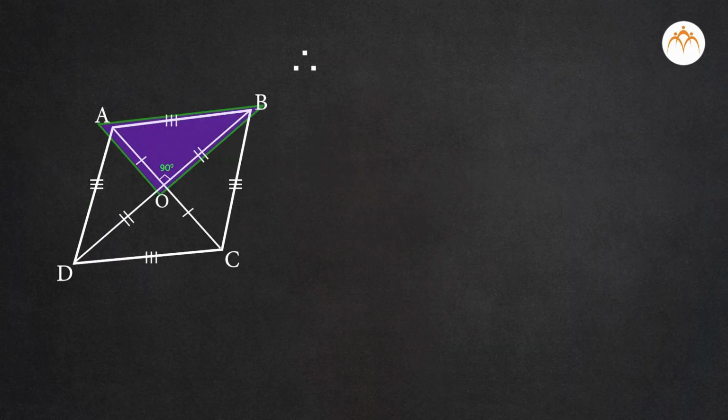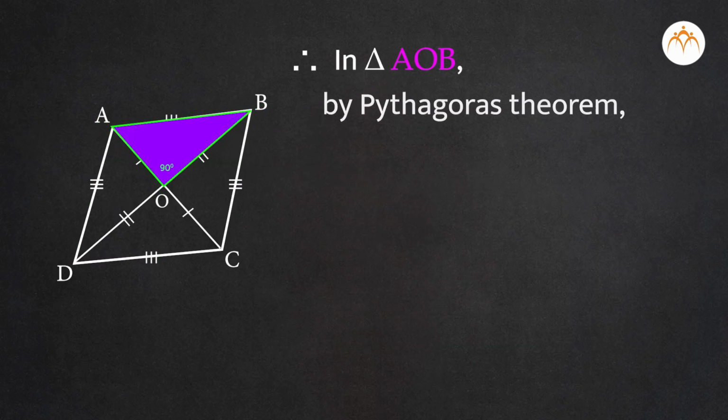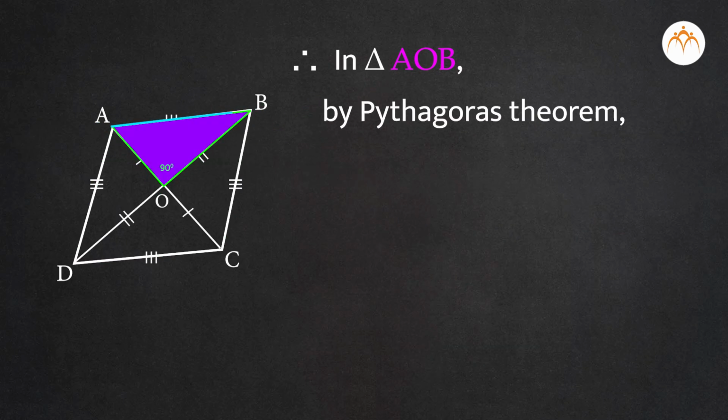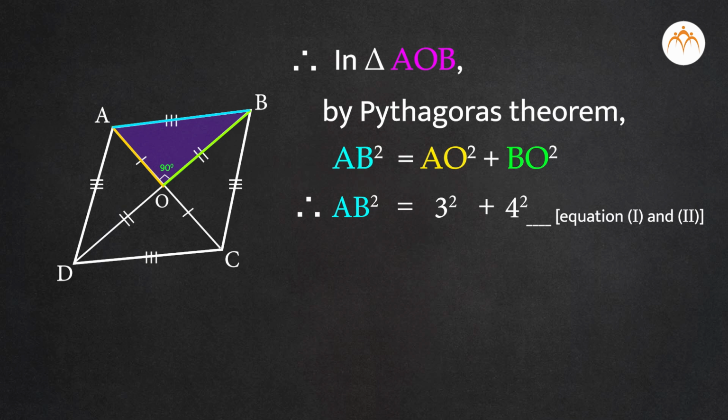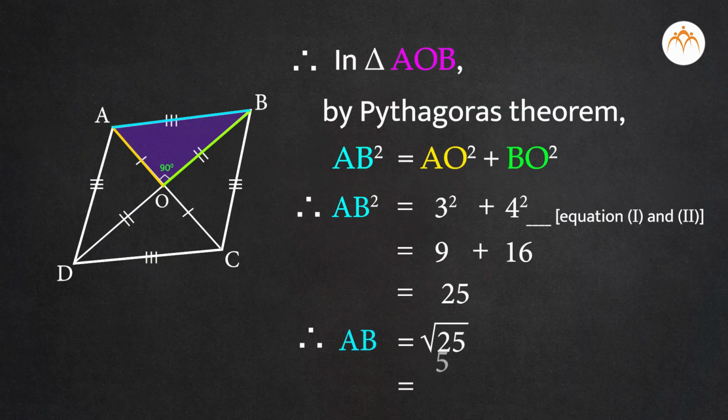Hence, in triangle AOB, by Pythagoras theorem, AB square is equal to AO square plus BO square. Therefore, AB square is equal to 3 square plus 4 square, from equation 1 and equation 2, is equal to 9 plus 16 is equal to 25. Therefore, AB is equal to square root 25 is equal to 5 cm. Equation 3.